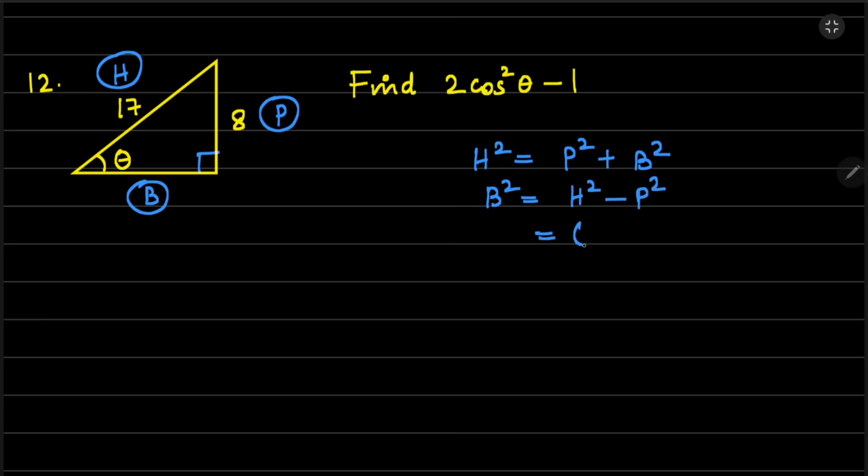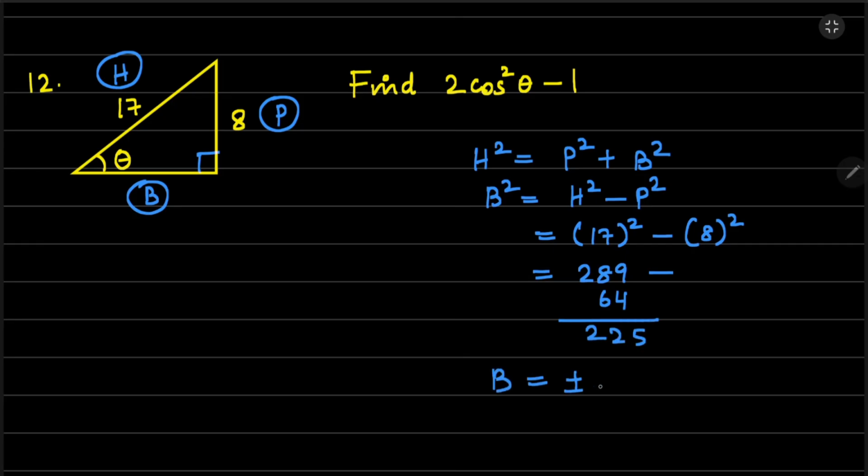What is h square? 17 square minus p square, which is 8 square. What is 17 square? 289 minus 64. You get 225. So therefore b is equal to plus or minus root of 225, which is nothing but 15. Okay, so b is 15.